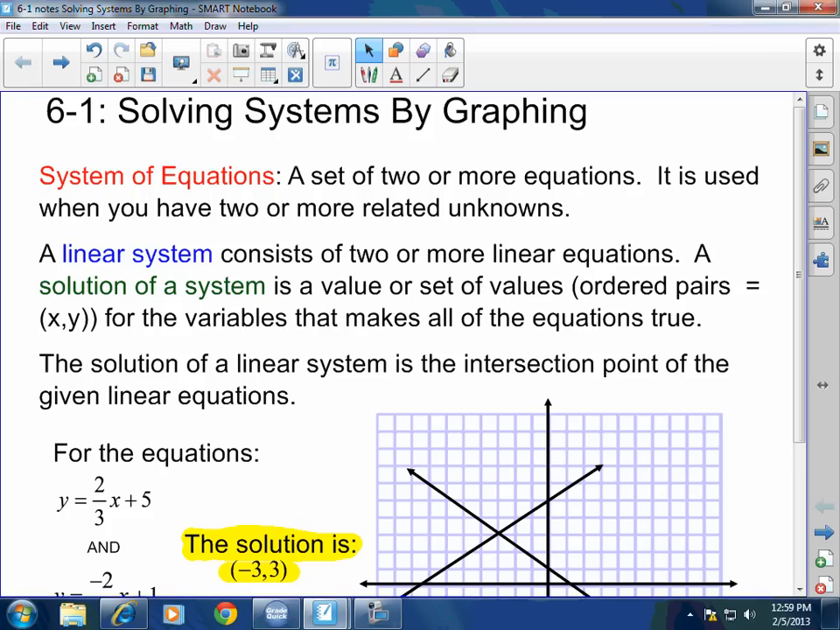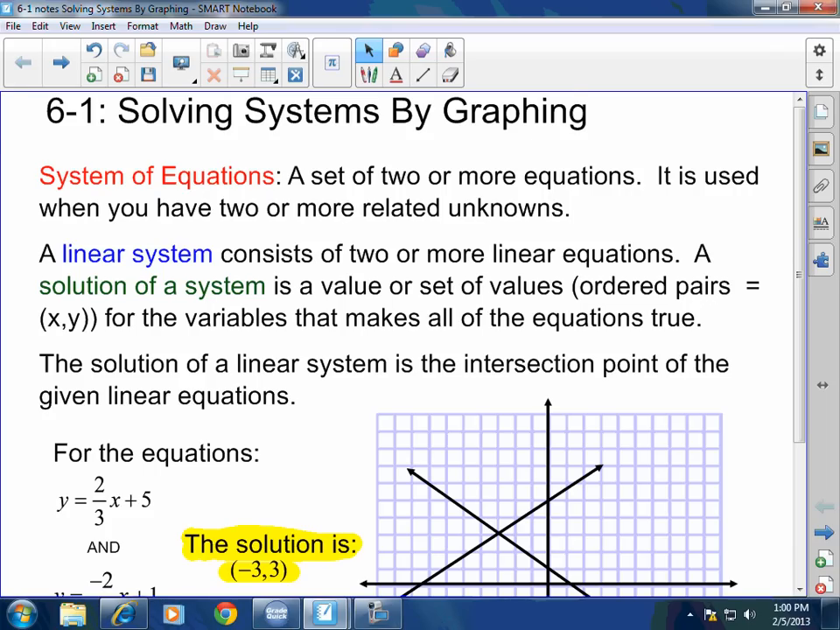Now, we're going to talk about a specific system called linear systems. And a linear system consists of two or more linear equations. A solution of a system is a value or set of values, remember the ordered pairs, x comma y, for the variable that makes all the equations true. So basically, the solution of the system is an ordered pair that when plugged into both original equations will make both original equations a true statement. The solution of a linear system is the intersection point of the given linear equations.